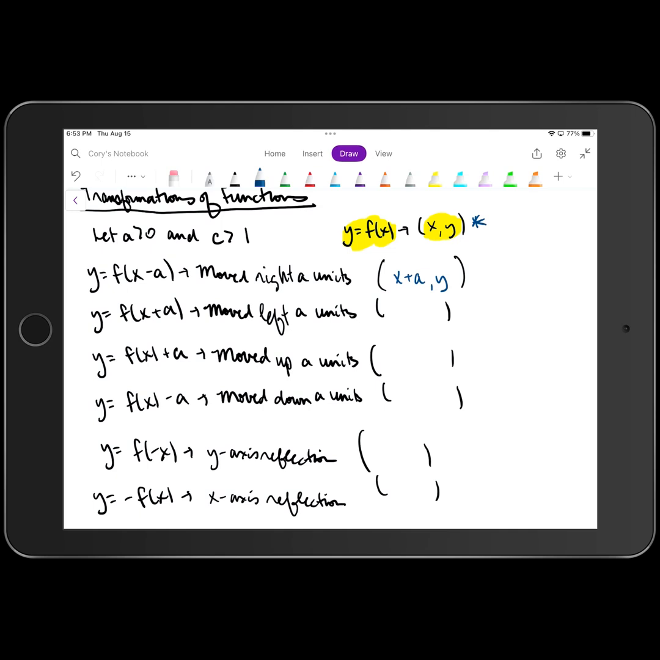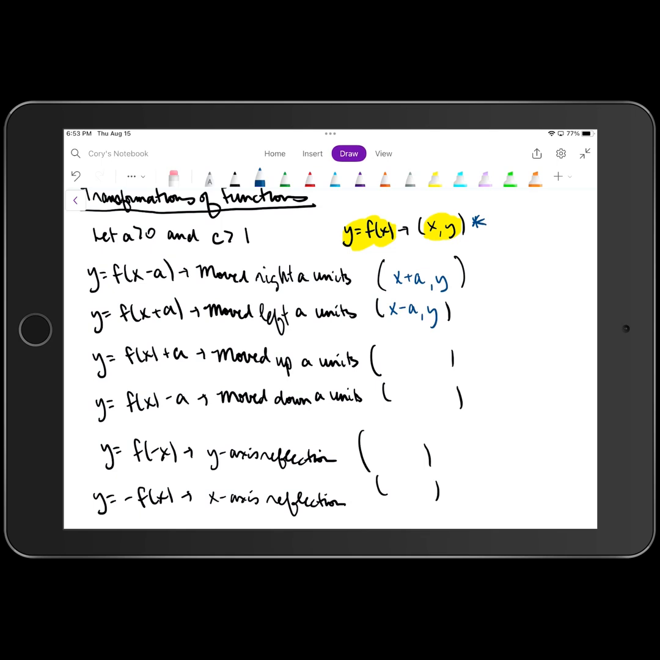If we take the function y is equal to f of x plus a, where we add a inside of our function, that's going to shift our graph a units to the left, which again is going to affect the x coordinate only. So the new x coordinate of our point will be x minus a, and the y coordinate stays the same.